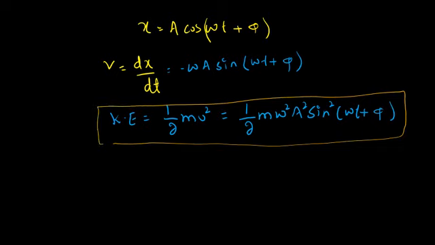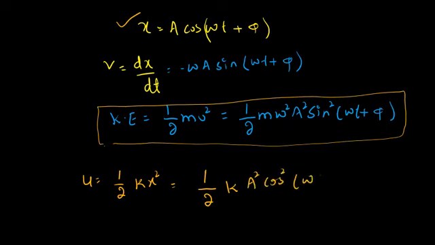Now the potential energy, whenever the body is attached to a spring, is 1/2 kx squared. Again we know that x is equal to A cos(ωt + φ). When we put in the value of x, the potential energy will be equal to 1/2 k A squared cos squared(ωt + φ).